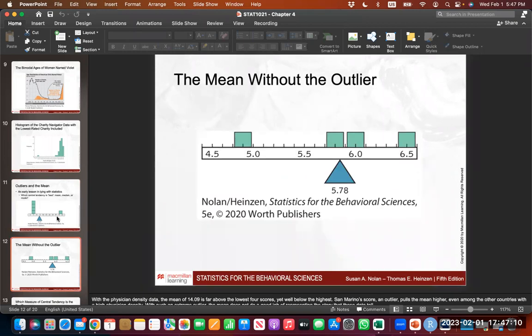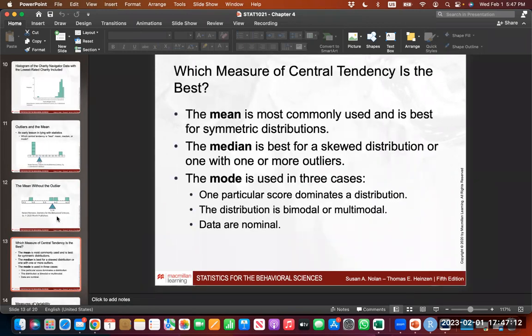Okay. So which measure of central tendency is the best? The mean is really the most commonly used marker of central tendency, and it's really suited for symmetric distributions, or distributions that are somewhat consistent with a normal distribution. The median is good for skewed distributions, or those with one or more outliers. I highly recommend to always compute both.